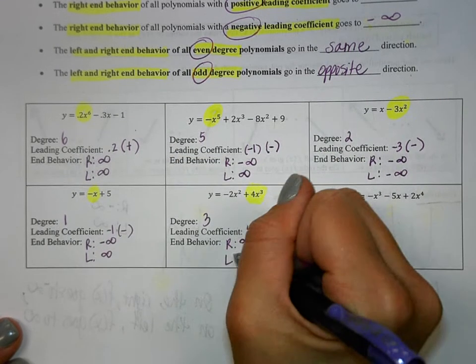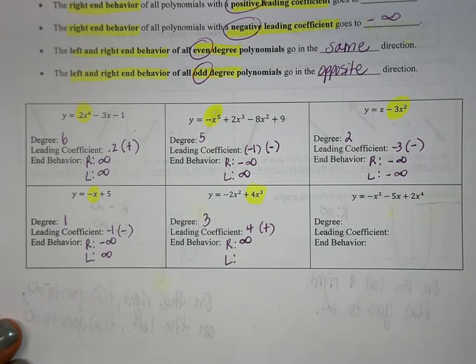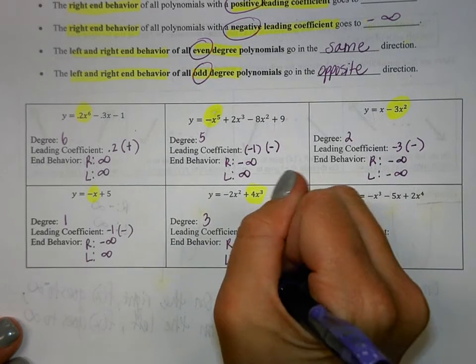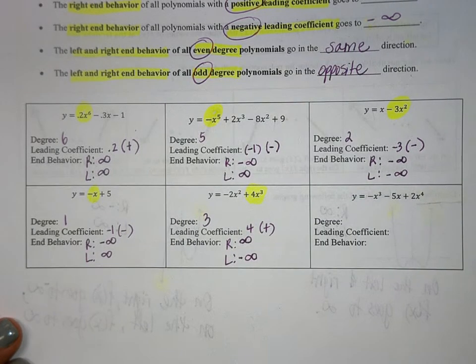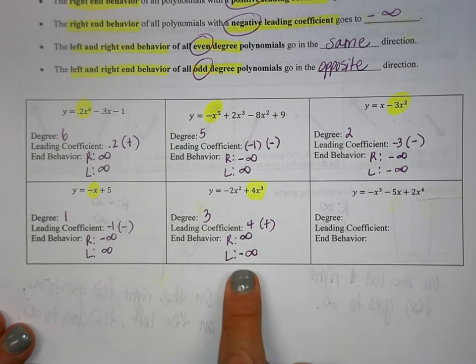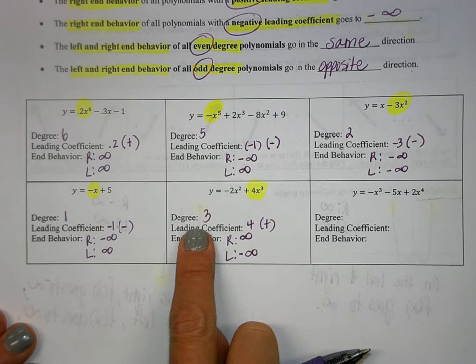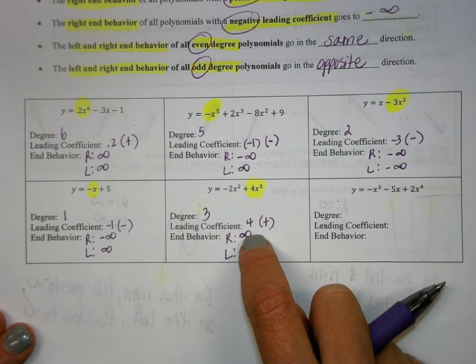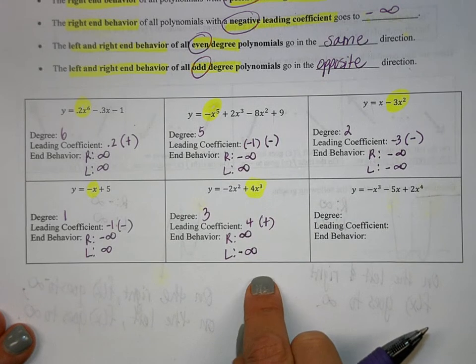Okay, my left end behavior is what and why? Jason, what's my left end behavior going to be and why? Negative infinity? Do you know why? Really? Okay, so do you see this number 3? Oh, it's because it's odd. So your left end behavior comes from your degree. If it's odd, it's going to be the opposite of what the right was. If it's even, it's the same. Okay? Is that better? All right.